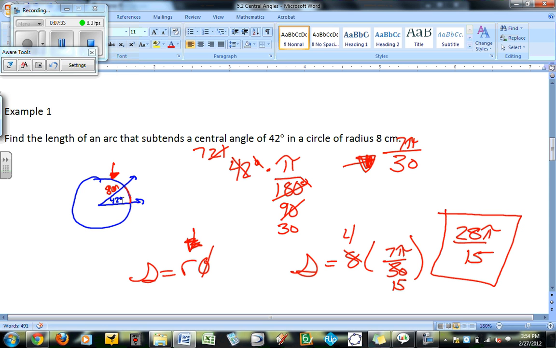And if you wanted to know the exact measure in centimeters, you could take 28 times pi and divide by 15, and it's roughly 5.86 centimeters. That is the arc measure there.